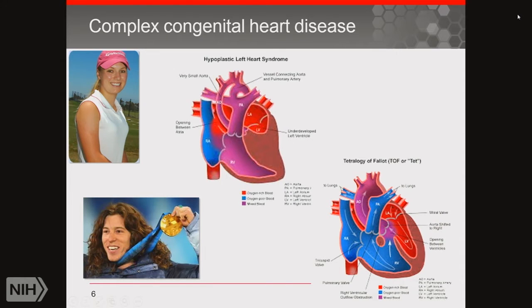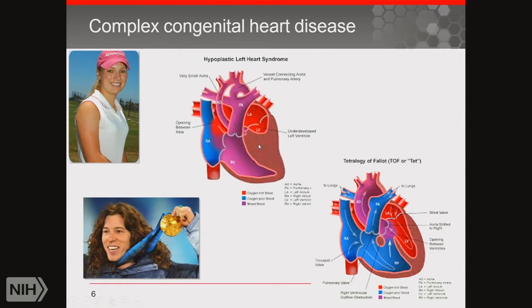Where a lot of the attention is, even though it's more rare, is in complex congenital heart disease. This is where most of the action is in pediatric cardiology. So here's Mackenzie Klein again, our golfer. She was born with something called hypoplastic left heart syndrome. The left side of her heart did not show up. It didn't form during embryonic development.